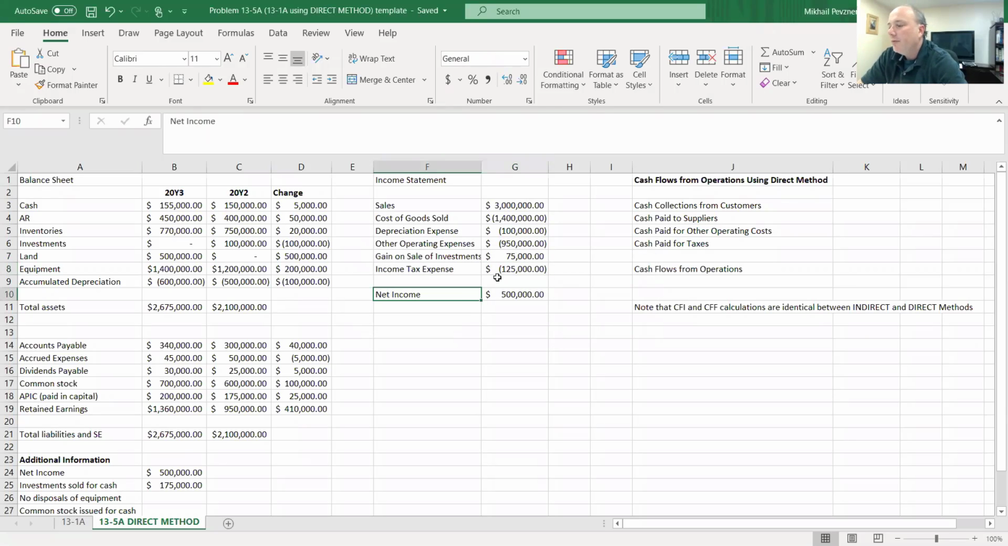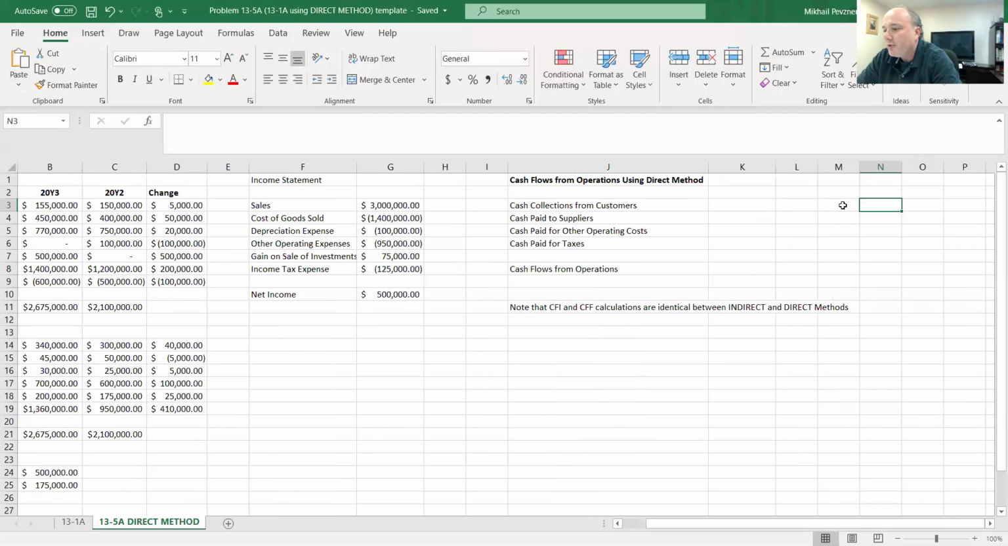Okay, so for net income, for example, for sales, the corresponding line for the cash flow statement will be cash collection from customers. So how much cash of those sales was actually collected from customers? Now, obviously, the cash collected from customers may be from sales from prior periods or from the current period, so it's going to be kind of shifting cash collected in time. So how do we know how much cash was collected from customers?